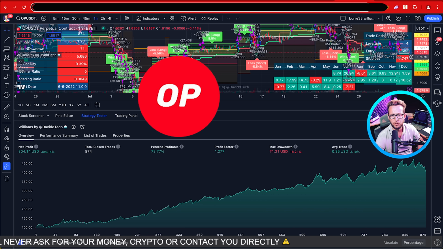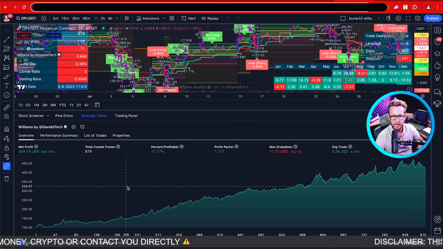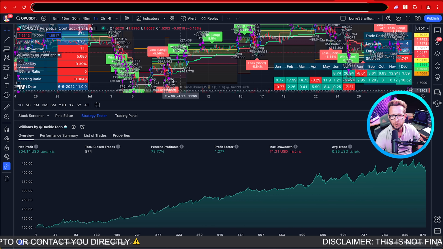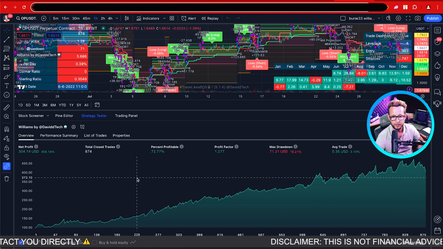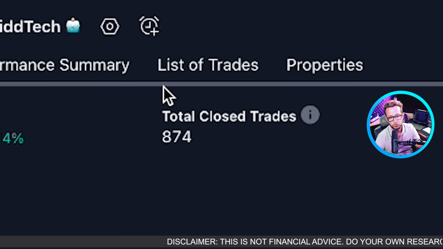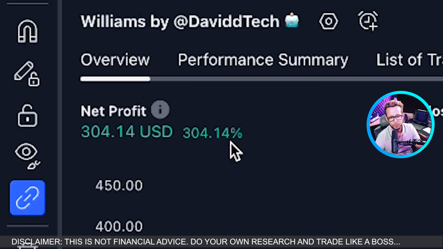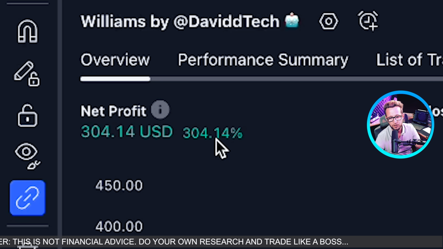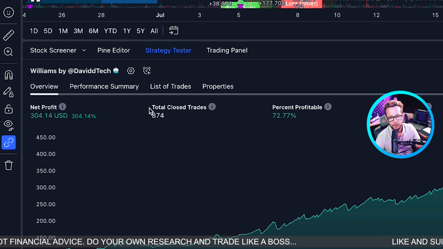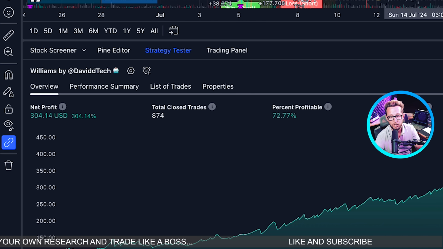We're on OP USDT. This is an altcoin, and it has been doing pretty well. We are using multiple take profits here, so the 800 closed trades is probably a lot less, because TradingView actually counts each of those closes as a new trade. The net profit is 304%, which is really the metric we should be looking at, because obviously there's a bias towards a high win rate and higher closed trades on a multiple take profit.